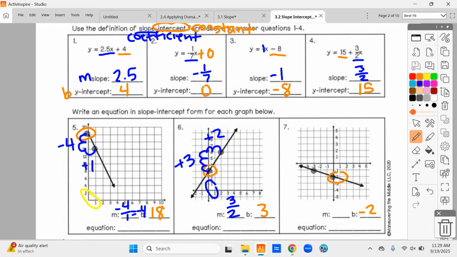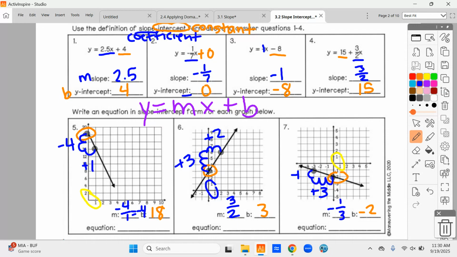All right, now my last one, my x and y-axis are still just jumping by ones, so I can still count by ones. And remember, I start and I read left to right, so I'm going to go down 1, and over 1, 2, 3. So my slope would be -1 over 3. Rise over run.